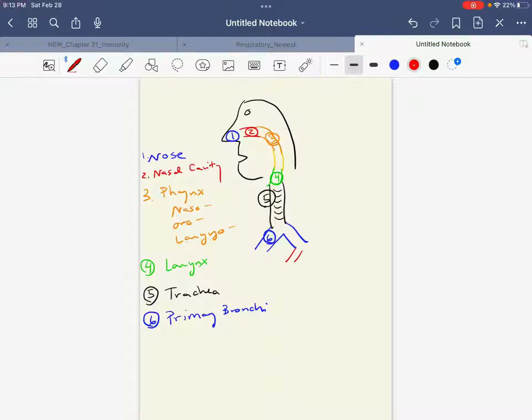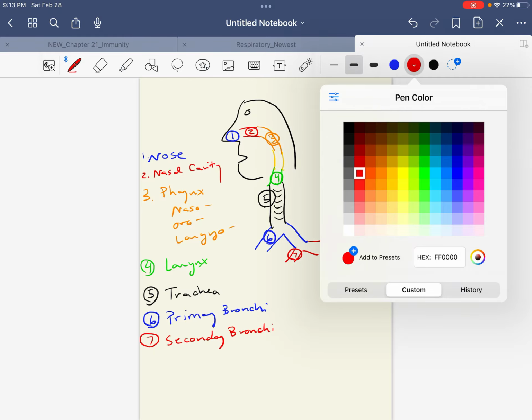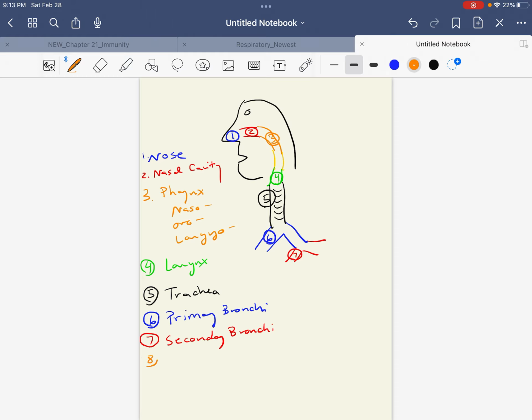Then we get to the secondary bronchi. The secondary bronchi, we're now transitioning from cartilage rings to a little bit of smooth muscle. Then we get to the tertiary bronchi. By the time we get to the tertiary bronchi, we have gotten to all smooth muscle. Terrible drawing, but please just get the order down.